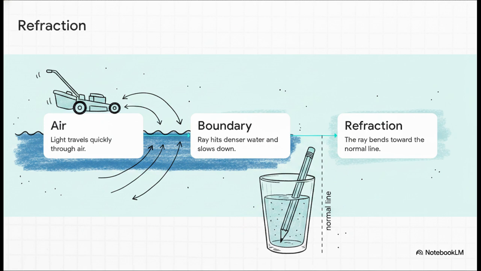Think of it like pushing a lawnmower from a smooth, fast sidewalk at an angle straight into thick, slow grass. That front wheel hitting the grass first slows down, which pulls and bends the lawnmower's entire path inward. Light does the exact same thing. When it hits that denser water boundary and slows down, the ray refracts. It bends inward toward the normal, perpendicular line. This is exactly why a pencil looks magically bent or broken when you stick it into a glass of water.